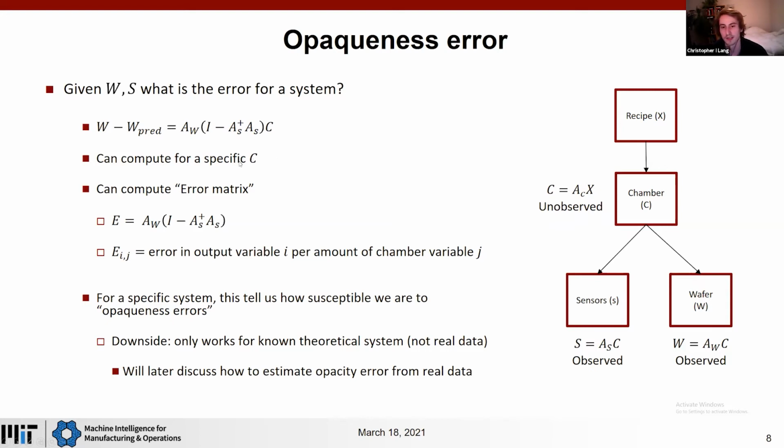Another way of looking at it is what I call the error matrix, which is just this first section: AW times I minus AS pseudo inverse AS. Each term in here is the error for a specific output variable i per amount of chamber variable j. So for a specific system, it tells us how susceptible we are to opaqueness error. The downside is that it only works for a theoretical system that follows this framework and doesn't apply to real data. In a little bit, I'll talk about how to estimate opacity error from real data. But it's still interesting to look at.